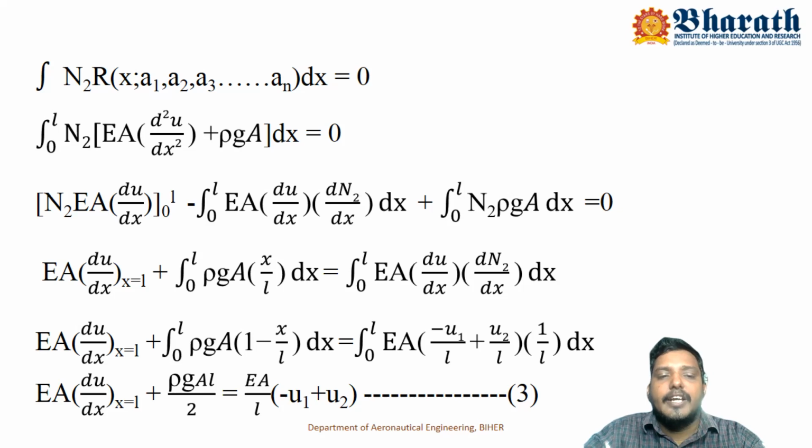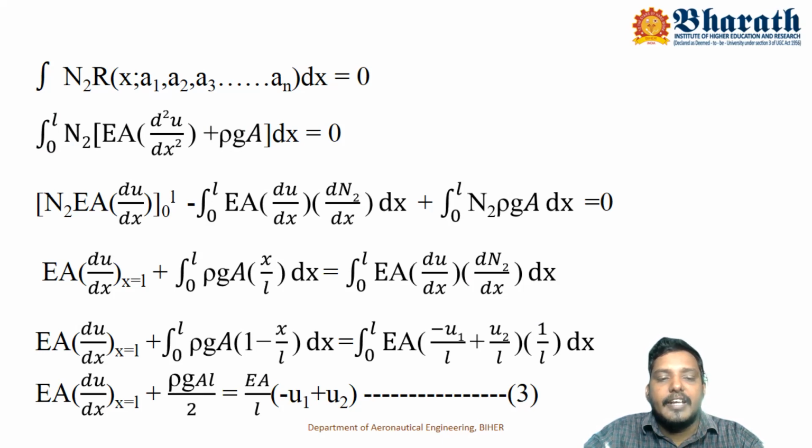Suppose N2 EA du by dx at x equal to 0, it is specified at location number 1. According to properties of shape function, at that nodal location the own shape function value will be unity, other nodal location will be 0. Therefore, when x equal to 0, the shape function N2 value becomes 0. We have to apply this, then the same way we have to obtain du by dx and dN2 by dx value. We substitute, and we will get equation number 3. What is equation number 3?